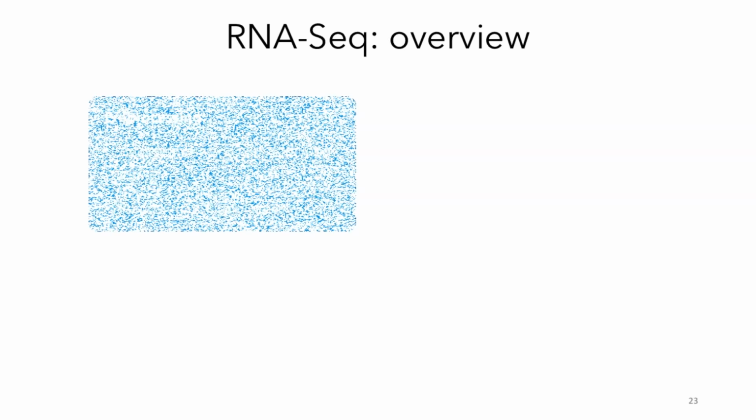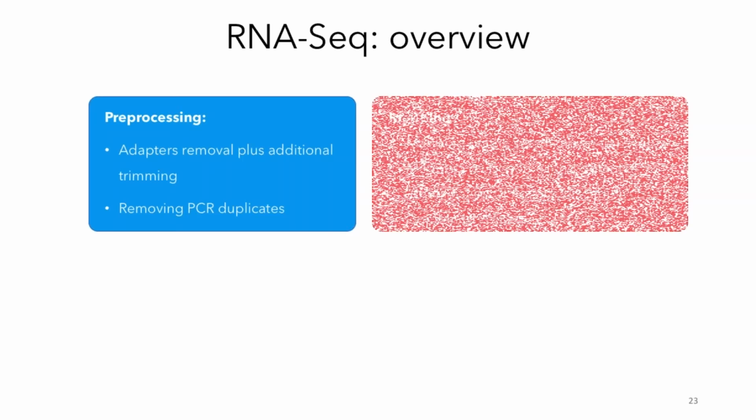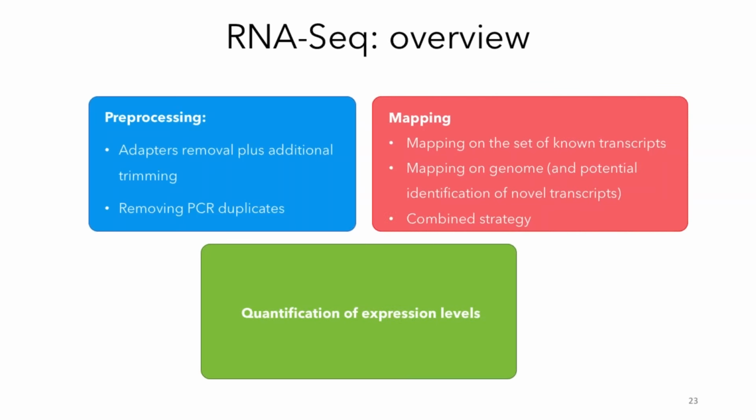Okay, so let's do a quick review of what we did here. First of all, we looked at pre-processing steps, removing adapters, and PCR duplicates. We then went over different mapping options, known transcripts, mapping on genome, and potential identification of novel transcripts, and then a combined strategy. And then finally, we looked at quantification of expression levels.